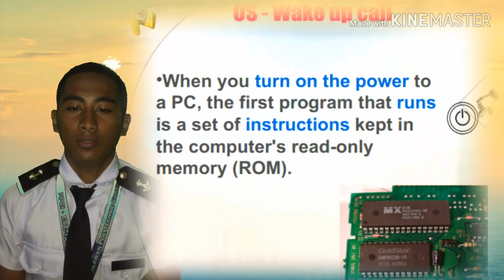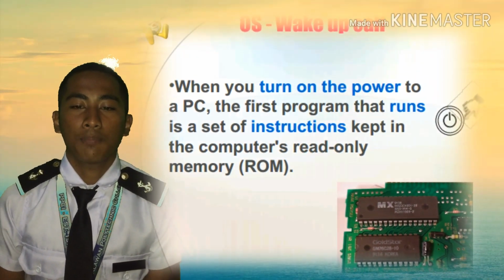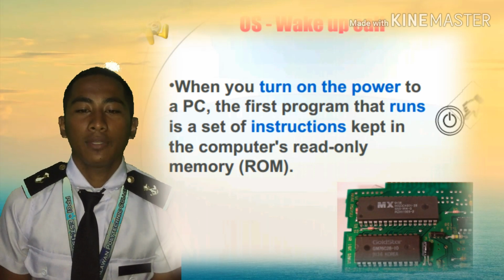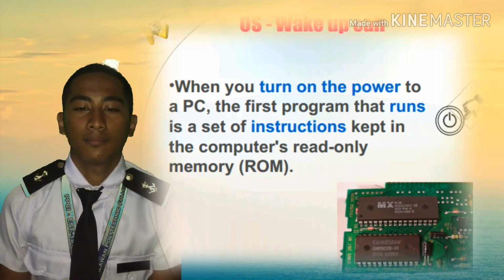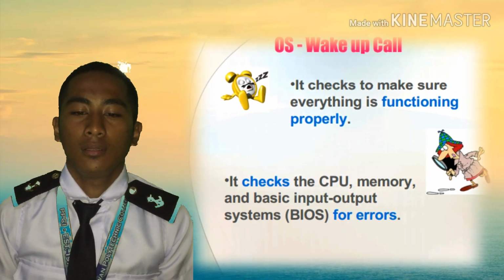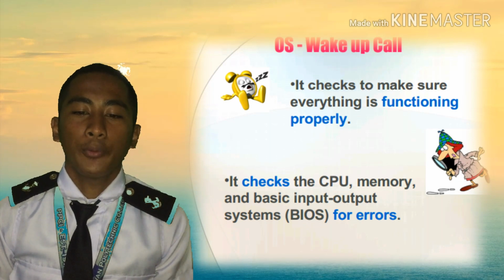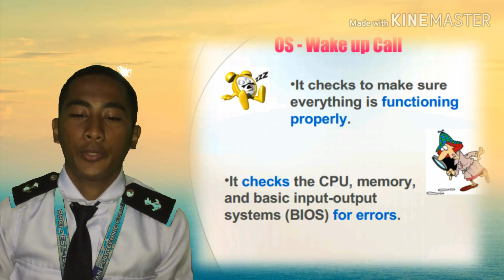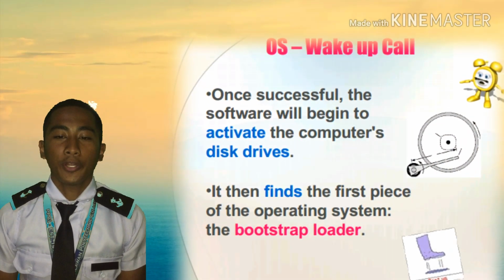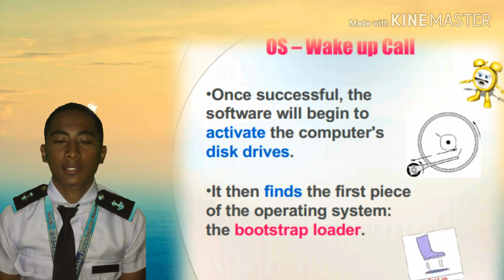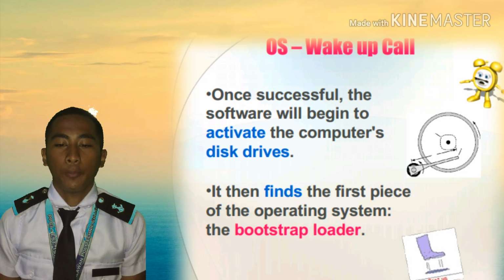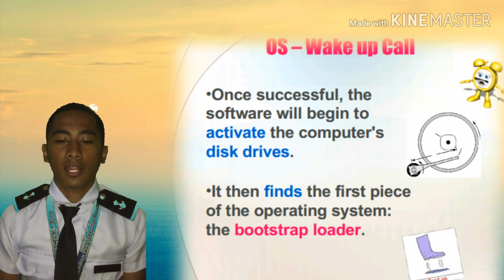Operating system wake-up call. When you turn on the power to a PC, the first program that runs is a set of instructions kept in the computer's read-only memory. It checks to make sure everything is functioning properly. It checks the CPU, memory, and basic input-output system for errors. Once successful, the software will begin to activate the computer's disk drives, and then finds the first piece of the operating system, the bootstrap loader.